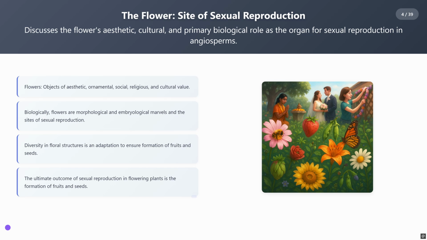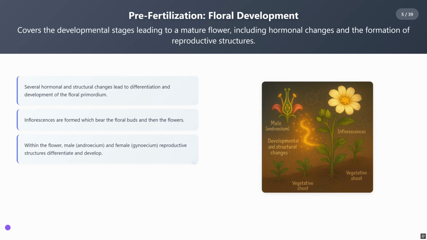Now, even before we see a fully formed flower, there's a whole series of events happening behind the scenes, isn't there? Like things getting ready. Absolutely. For a plant to even decide to flower, it involves a whole cascade of hormonal changes, structural changes, eventually leading to what we call the floral primordium. Right. This then develops into inflorescences, which bear the floral buds, and those mature into flowers.